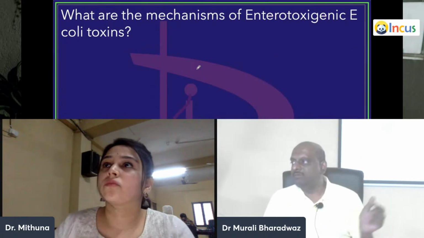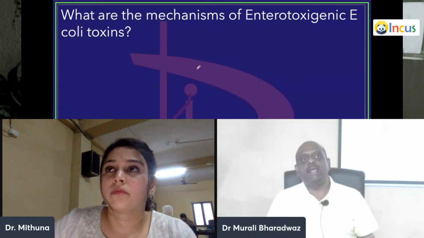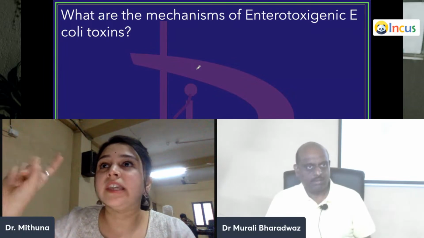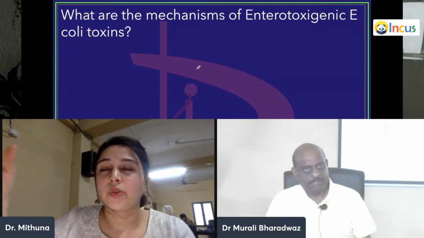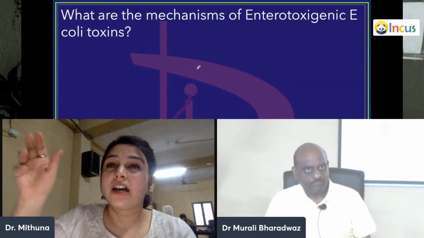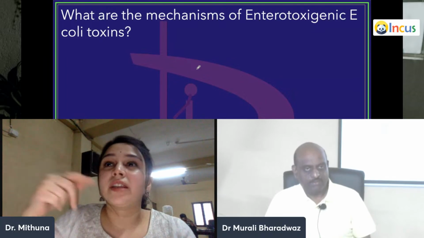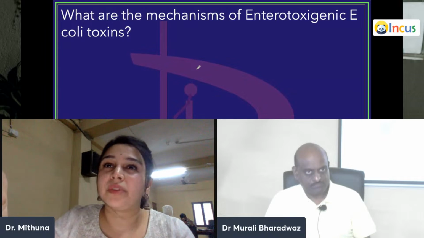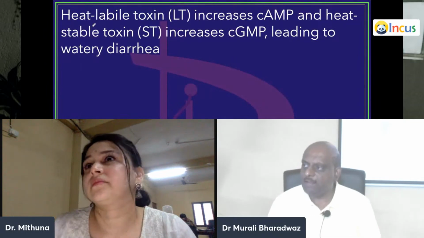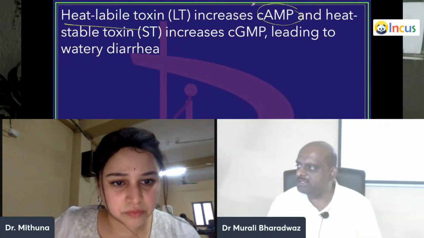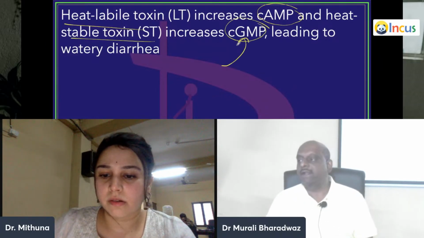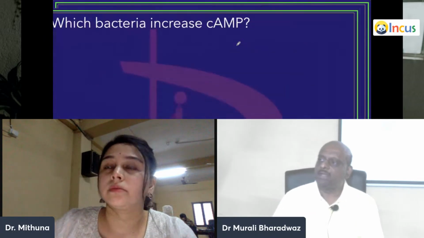Now, what is the mechanism of enterotoxigenic E. coli toxin? ETEC produces two types of toxins. One is heat labile, another is heat stable. How I remember is: heat labile, A comes first in labile, so it causes an increase in cyclic AMP, whereas heat stable causes an increase in cyclic GMP. This imbalance leads to diarrhea, traveler's diarrhea. So the heat labile toxin LT increases cyclic AMP, and the heat stable toxin increases cyclic GMP, leading to secretory diarrhea, is what you need to remember.